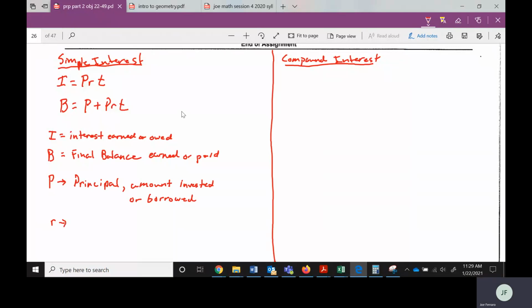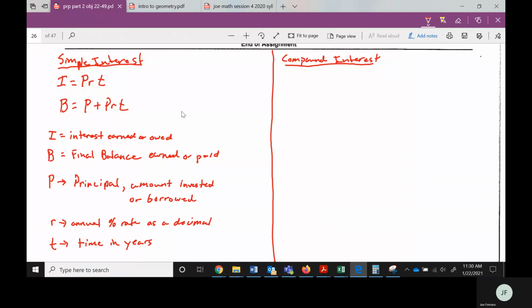Rate, or R, equals the annual interest rate as a decimal. Okay, we'll talk about that in a second. And the last letter, T, stands for time in years. Okay, especially in all the problems we work here, that'll be in years. Okay, so that's the formula. And we'll look at some problems here in a second. That's just what the formulas are.